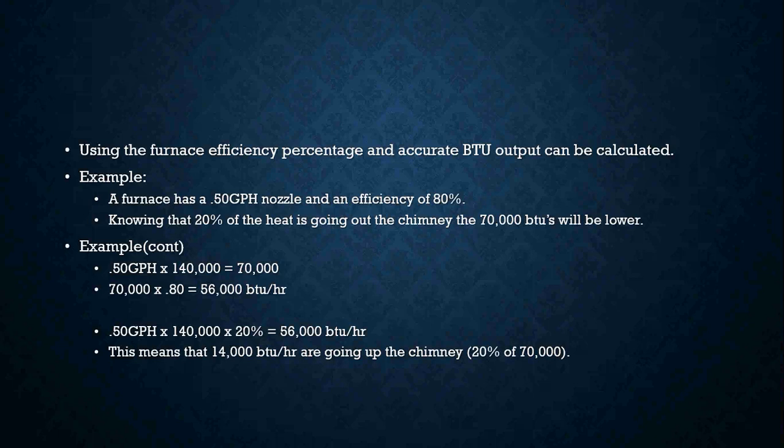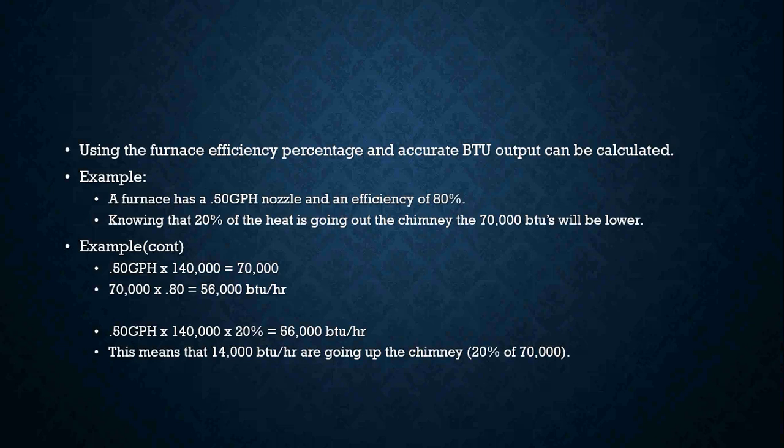So, if we have a furnace and we have a 0.5 gallon per hour nozzle in there and we did an efficiency test and we determined that it's about 80% efficient, okay? Which means 20% of the heat that this furnace is now generating is going out the chimney. So to calculate this, to figure out exactly how much BTU output we are actually dealing with, we've got to plug in our numbers.